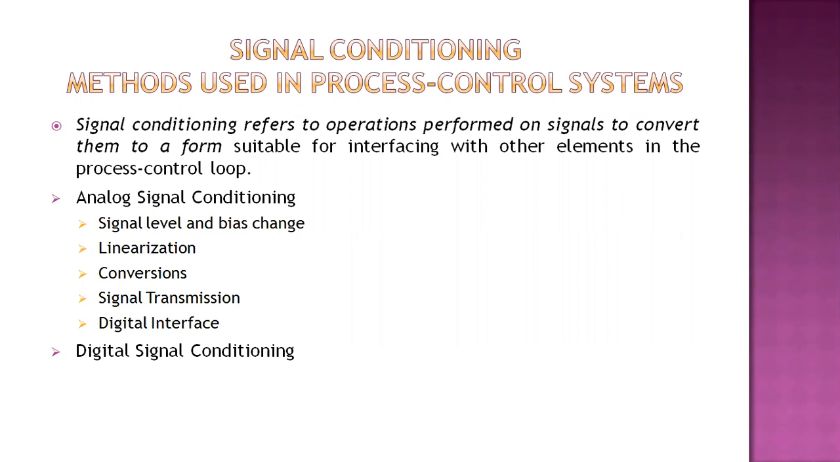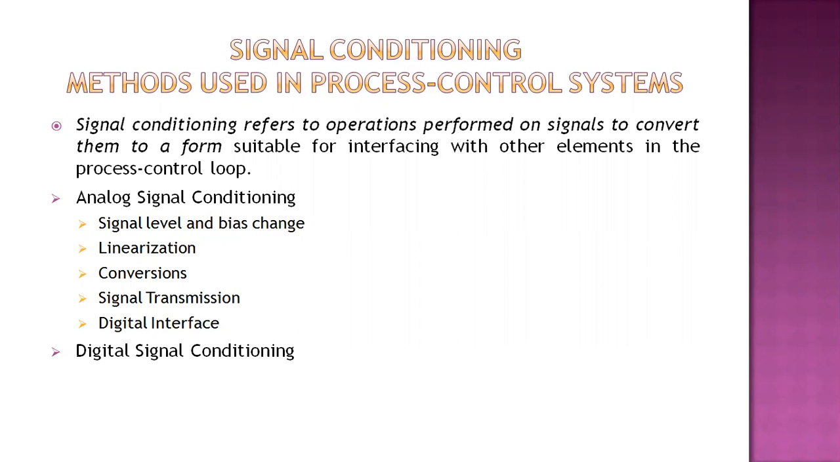So there are some categories of this analog signal conditioning method. The general types are given. The first is signal level and bias change. The second is linearization. Third is conversion. Fourth is digital signal transmission, and the fifth is digital interface.